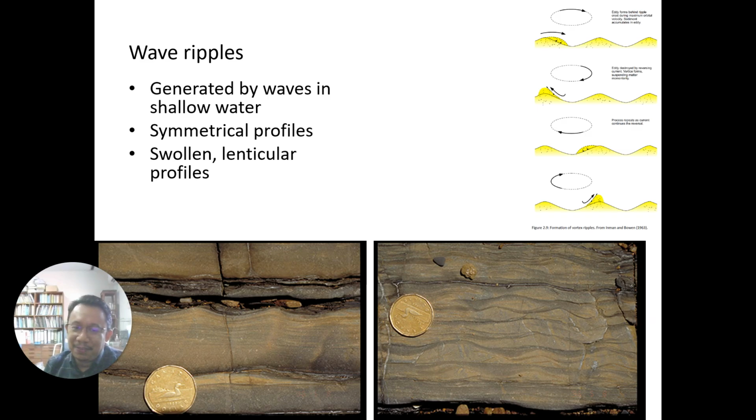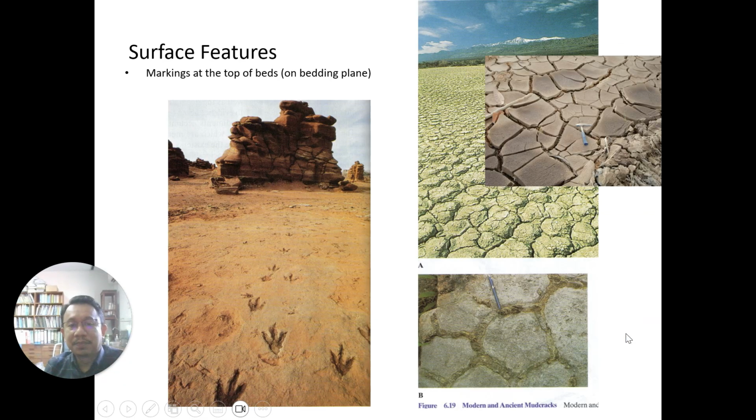This is usually indicative that you had waves in your environment, right? So if you have an asymmetrical ripple, it's a current generated ripple, like in a river. If it is symmetrical, probably associated with a shallow sea or a beach. So wave ripples are generated by waves in shallow water. They have a symmetrical profile or swollen lenticular profile. These are ripples in sandstone, and they have a symmetrical shape to them, and they were formed by waves.